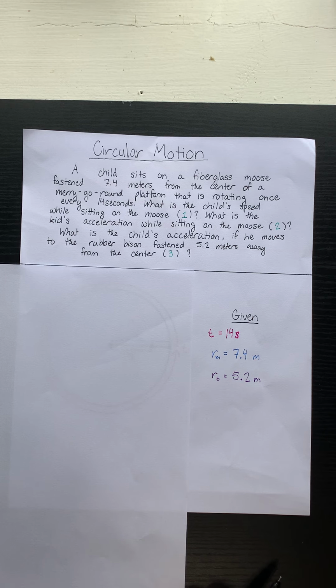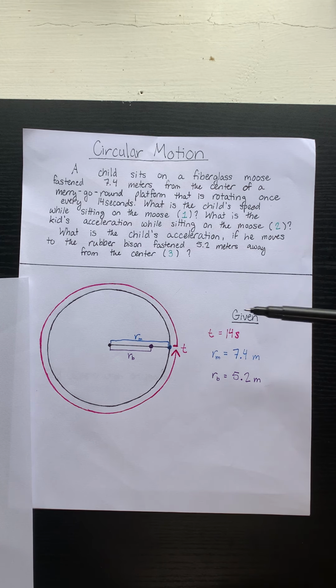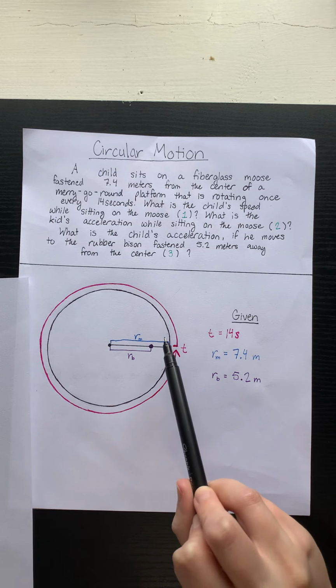So what I went ahead and did is wrote out what we are given from this problem. We are told that from the center of the merry-go-round to where the moose is a distance of 7.4 meters. That's going to be a radius, and I also drew it out here, a radius of 7.4 meters because we know merry-go-rounds are centered circles. We're also given the radius in part 3 of the question of where the bison sits on the merry-go-round, and we're told that it takes 14 seconds for the merry-go-round to make one full circle.